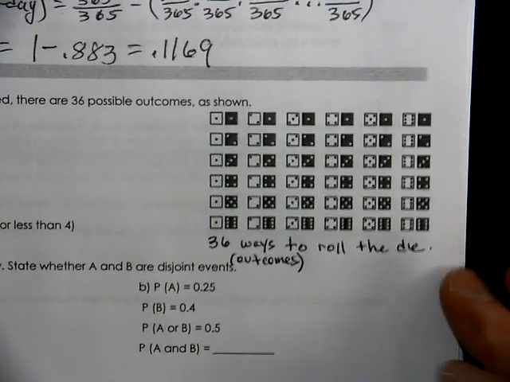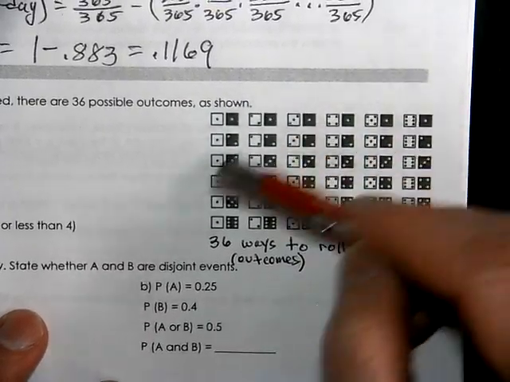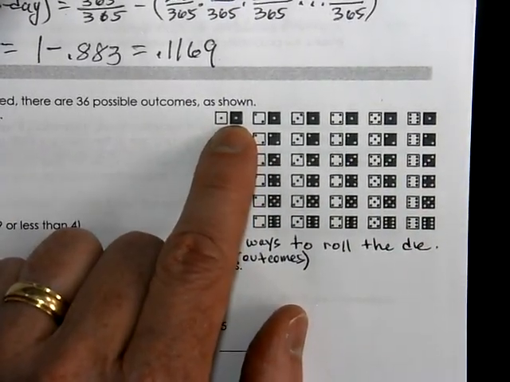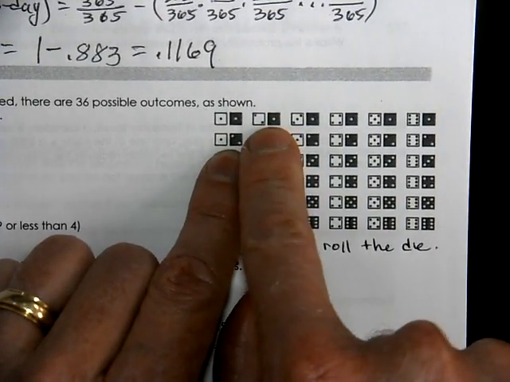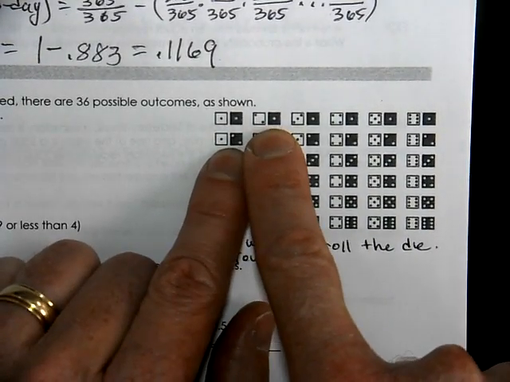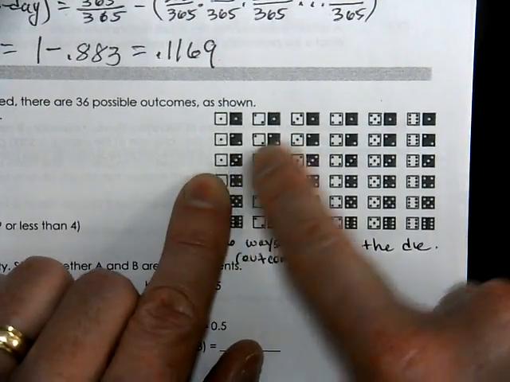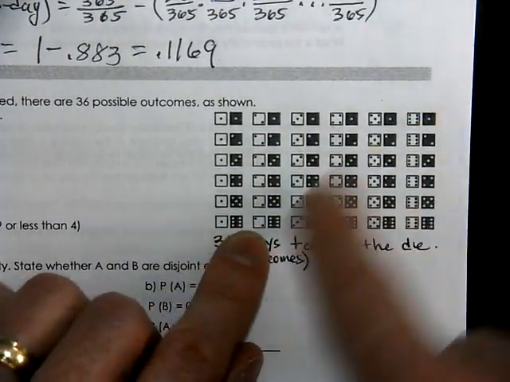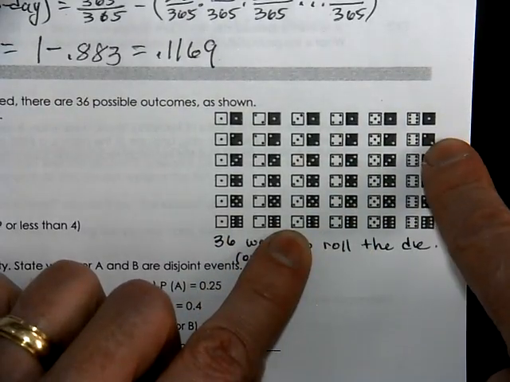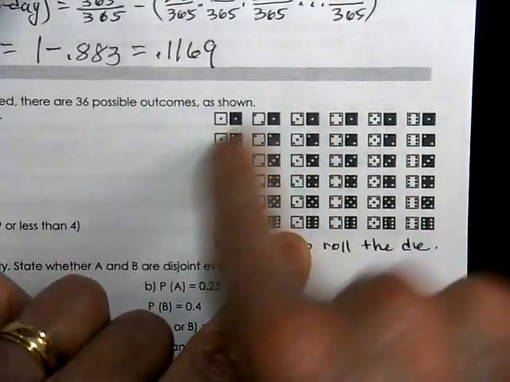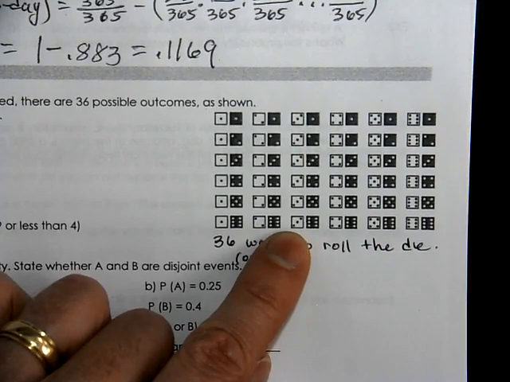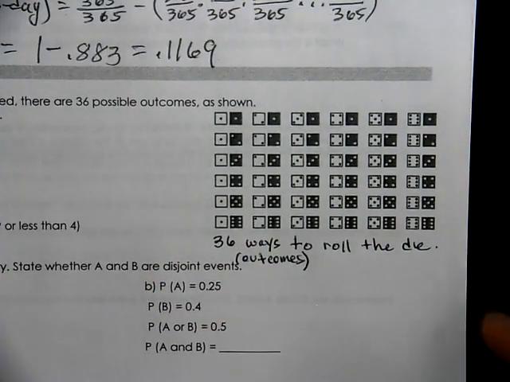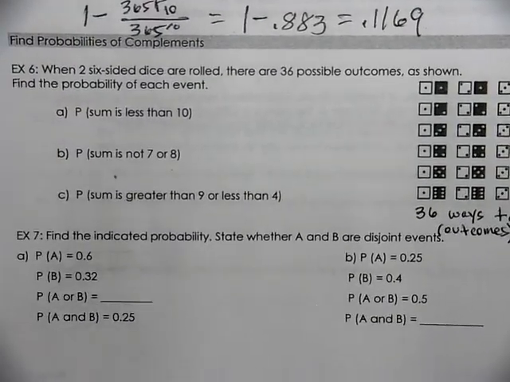Well, you could come over here and add together all the sums that are less than 10. 1 and 1 is less than 10. 1 and 2 is less than 10. So that's a sum of 3, sum of 4, sum of 5, sum of 6, sum of 7, sum of 8, sum of 9. You could add up all those different possibilities. I imagine some of you would do it that way. That's okay. That will work.